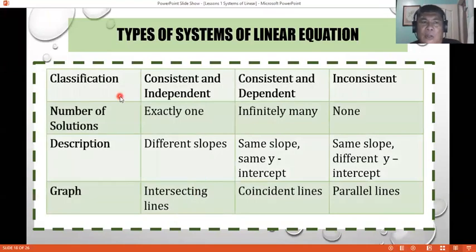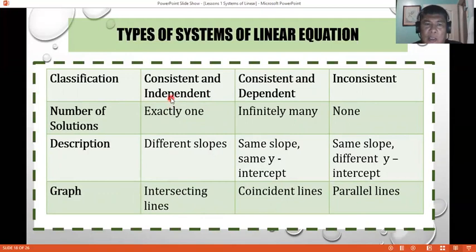Ito yung mga classifications. Number of solution, description, and graph. So, ito yung classification. Magiging consistent and independent. Consistent and independent ang line kung ang number of solution niya isa lang. Okay? Consistent and dependent kung infinitely many solution. Inconsistent kapag wala kang makuha. Mas maiintindihan nyo itong mga ito sa mga susunod kong example.